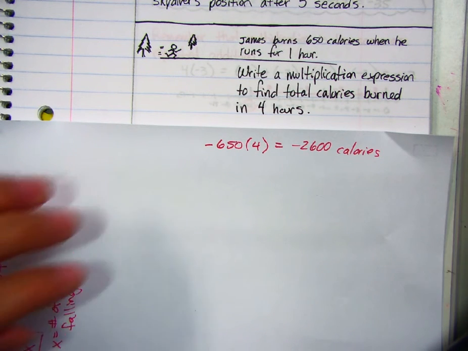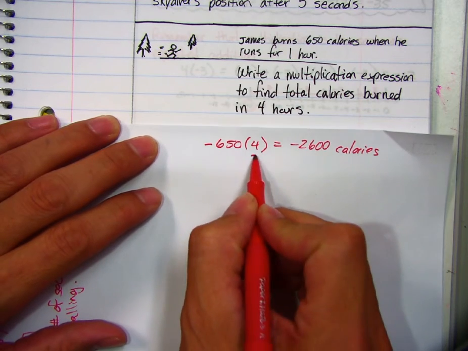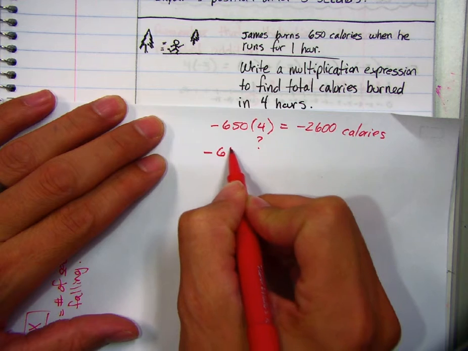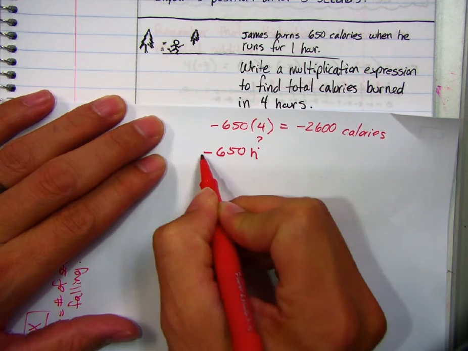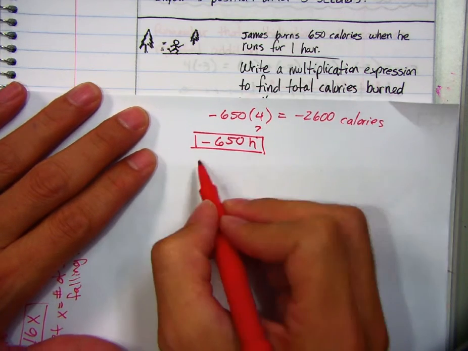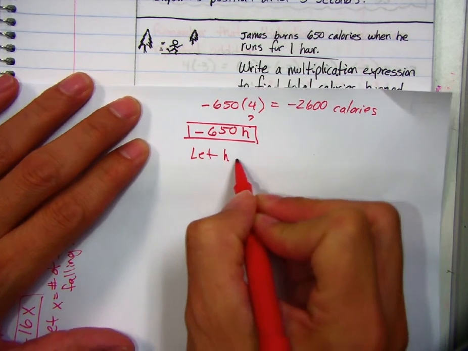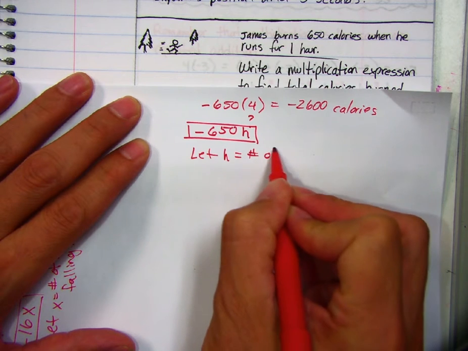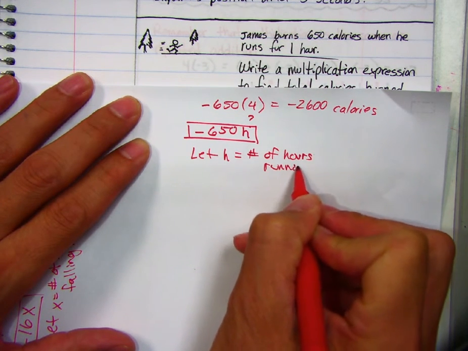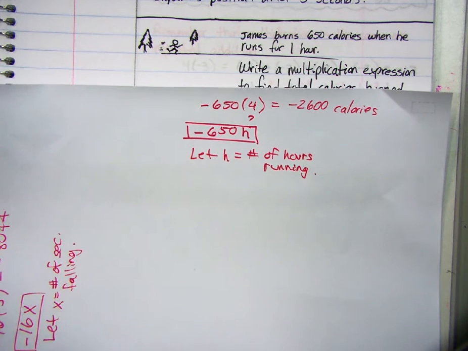Okay, if I wanted a variable expression, that means that I don't know the number of hours. You could just replace that with a variable. You say, okay, look, I'm going to replace it with h. So whenever you find out what h is, you can plug it in and multiply. And of course, I have to say, hey, let h equal the number of hours running. That'll give you the total calories.